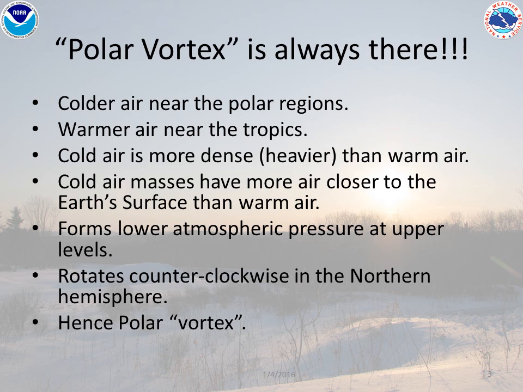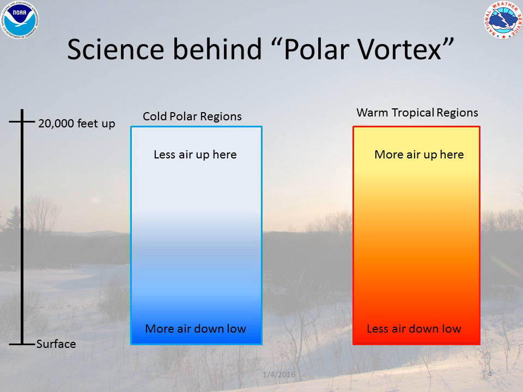Cold air is more dense, it's heavier than warm air. And what happens is when you get these cold air masses, because they're heavier, gravity pushes more of the air down closer to the Earth's surface. So there's less air at middle altitudes and upper altitudes in the troposphere where the weather occurs. So you form lower atmospheric pressure at the middle and upper levels of the troposphere. And because in the northern hemisphere, when you get low pressure, you have counterclockwise flow, it's known as a polar vortex. So I'll talk a little bit more about this detail.